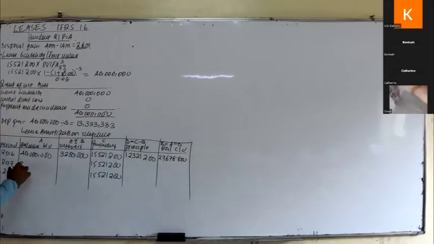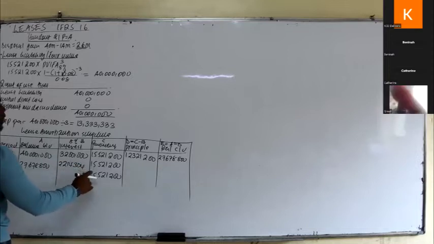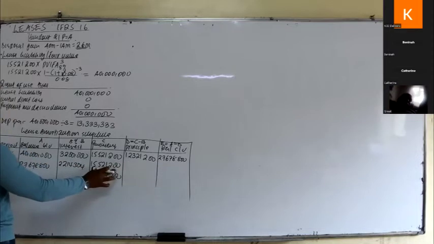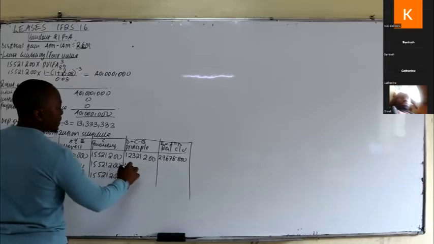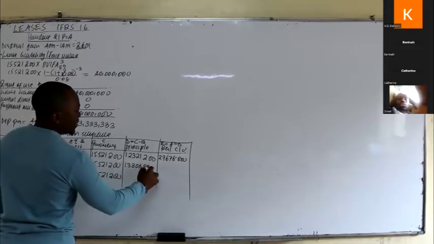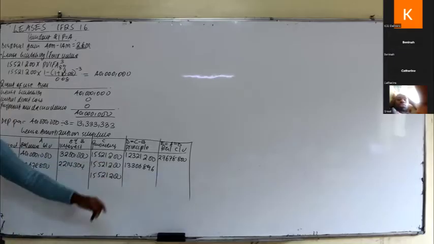So we'll have 27,678,800. 8% of that is how much? 22,14,304. Good. Now we get the principal. To get the principal, you take the payments, you minus the interest for the period. 896. Good. So to get the balance carried down, you take the balance brought down, you deduct the principal for the period.